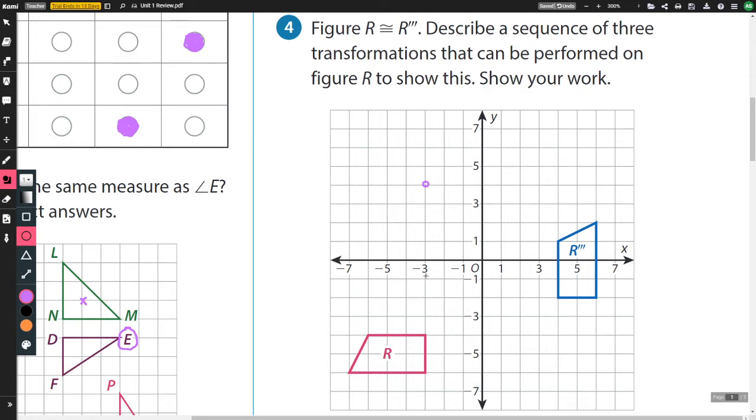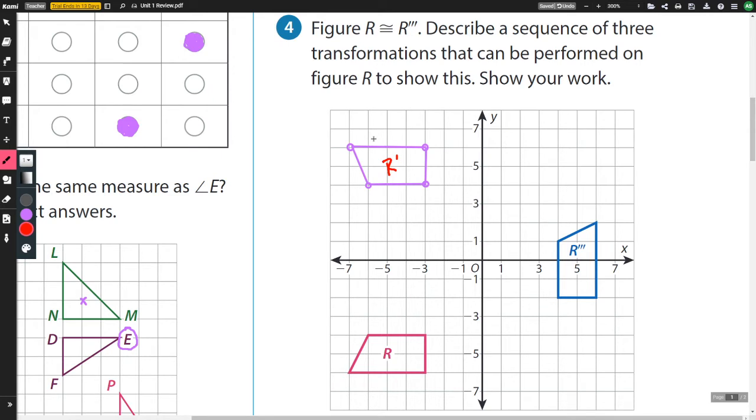1, 2, 3, 4, 5, 6. 1, 2, 3, 4. 1, 2, 3, 4, 5, 6. Okay, gonna connect the dots. Okay, and I'm gonna label this R prime, because this is my first transformation, reflecting over the x-axis.